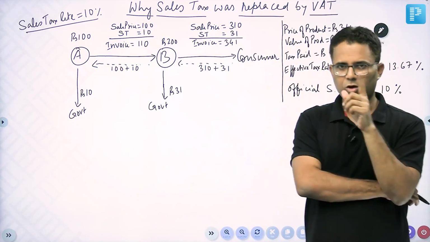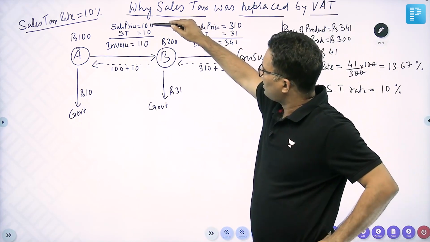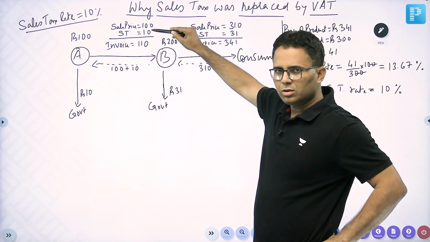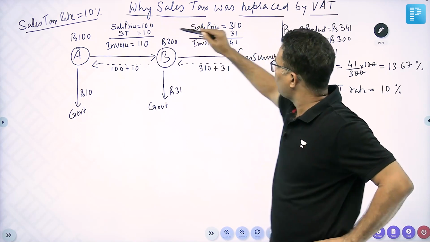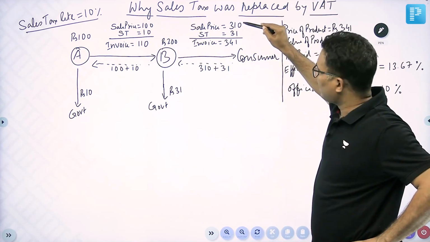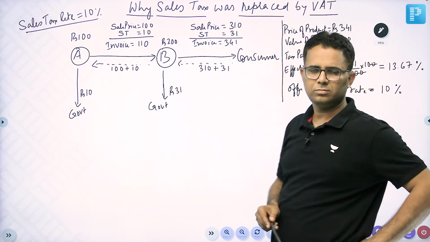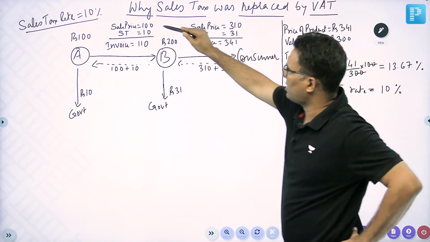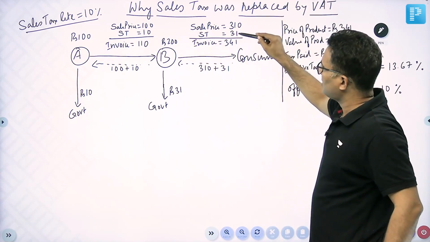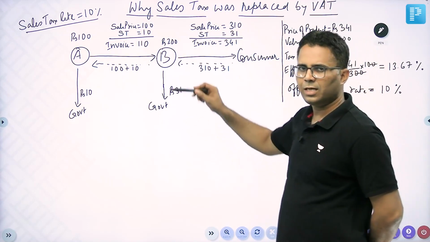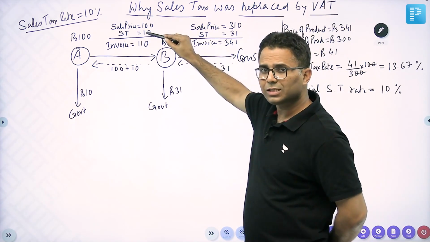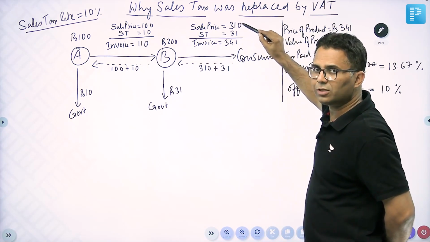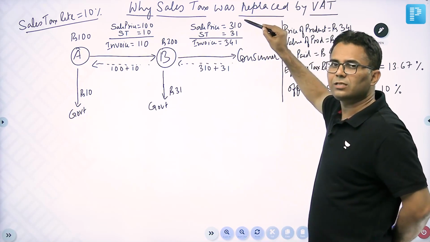Why is this happening? Because see, on this 100 rupees tax has been imposed, right? Now this 100 rupees is here also in 310 and again tax is being imposed. 310 includes this 100, on which tax has already been paid, and again tax is getting imposed. And this 10 rupees is the sales tax. This 10 rupees also gets included here, and on that tax again sales tax is imposed.